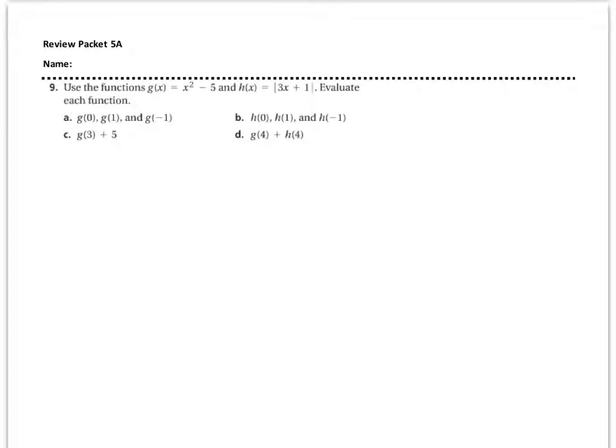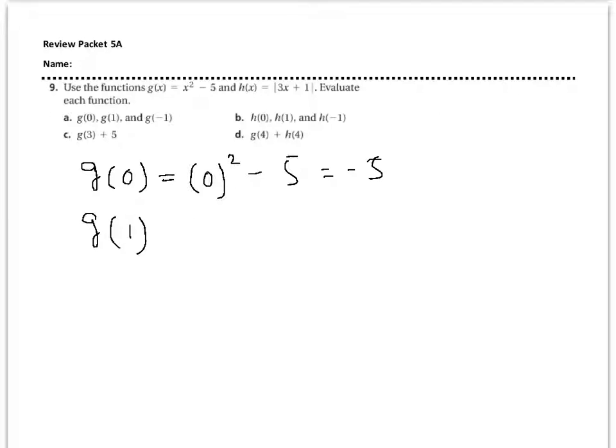Next problem, use the function g of x equals x squared minus 5 and h of x equals absolute value of 3x plus 1. Evaluate each function. So let me just do part A. G of 0, right? G of 0 will be x squared minus 5, and all I have to do is put 0 there, and that's negative 5. What if you have g of 1? You just simply replace with 1 and find the answer.